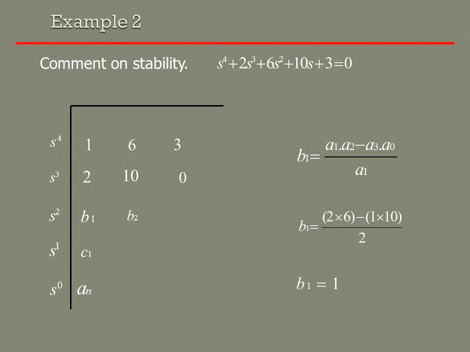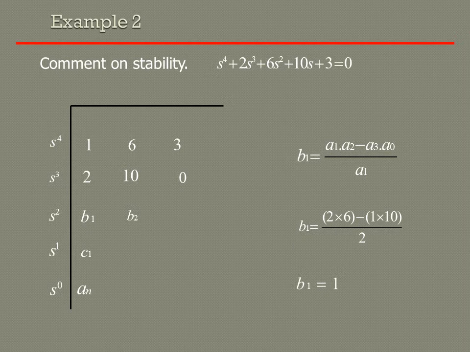So in the first row we will write first the coefficient of s raised to 4, that is 1, then coefficient of s square, that is 6, then coefficient of s raised to 0, that is 3. In the next line, coefficient of s cube, that is 2, then coefficient of s, that is 10, and the remaining term will be 0. As there is no term we will write 0. In the next row we will write b1, b2, then in the s raised to 1 row we write c1. Then in the last row, write an.